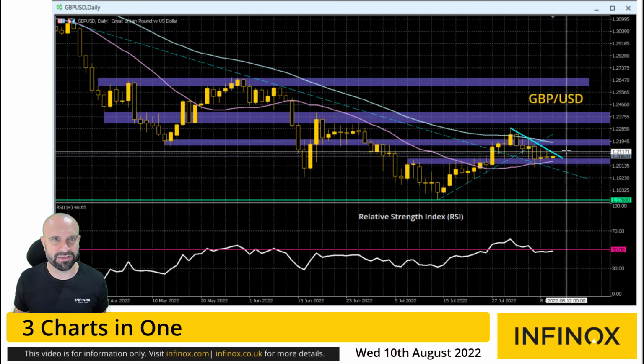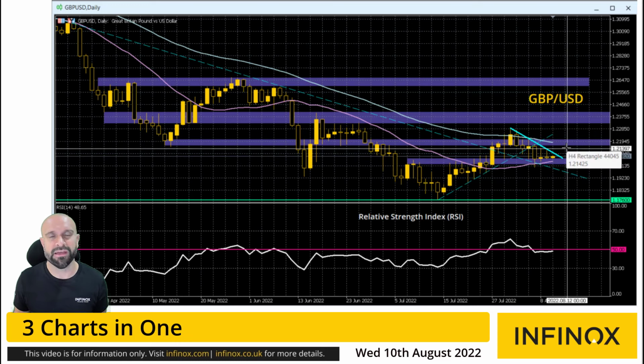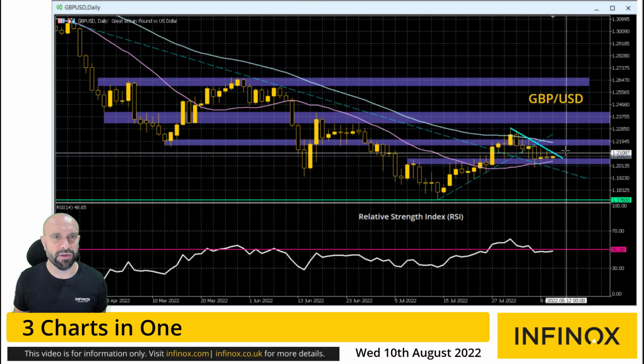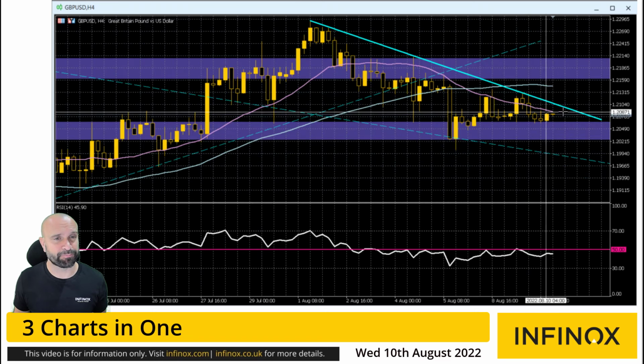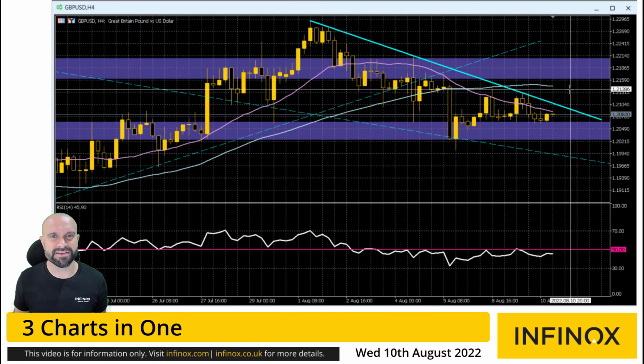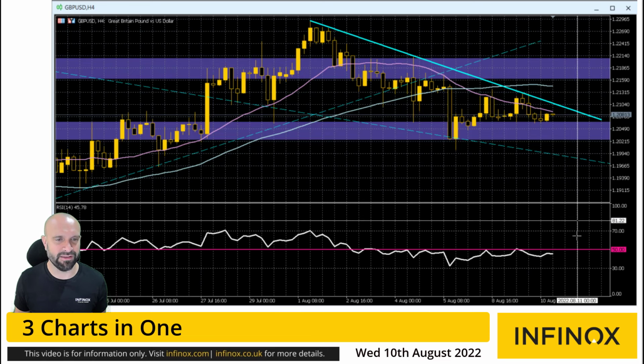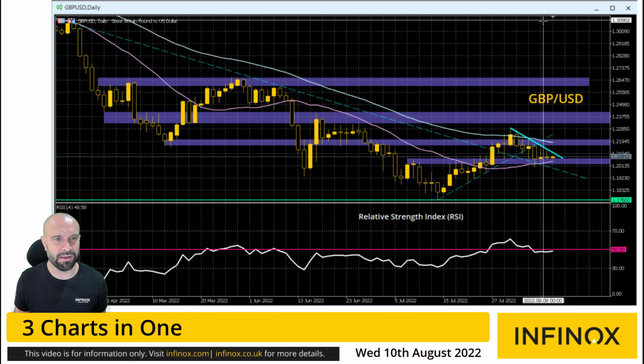So that inflation data today could be key for that. If US inflation comes in higher than expected, dollar strengthening, cable lower, that would be the move. So in terms of resistance, you're looking at the recent resistance, I suppose, at 121.40, but essentially 122.10 needs to be broken to sustain any sort of recovery potential on cable.